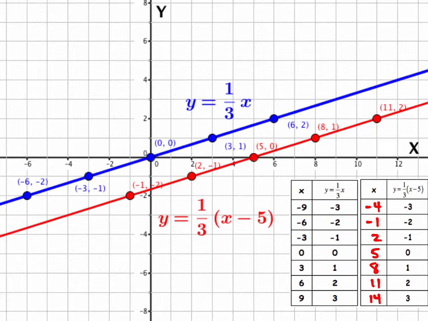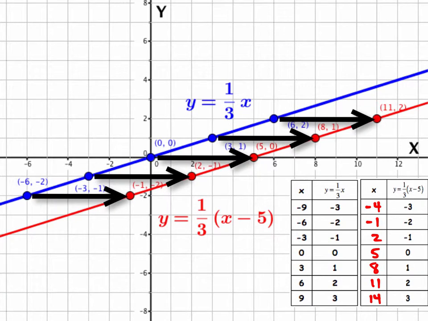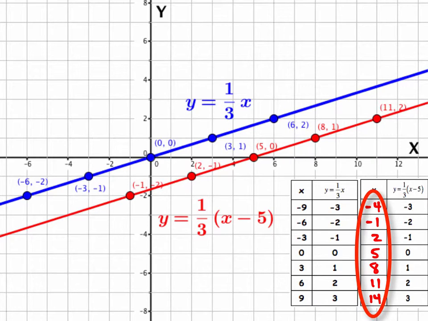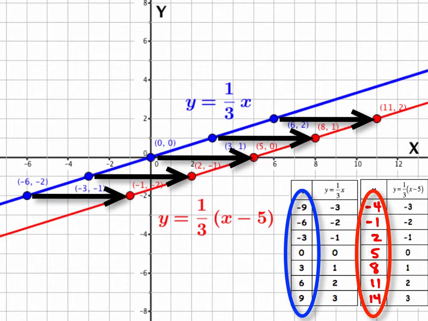Alright, it appears to me that replacing the x with an x minus 5 in our equation gave the exact same graph but shifted to the right by 5 units. And if we look at the table of values, in order to get the exact same y value, all of our x values for our equation in red had to be exactly 5 larger than the x values were for the equation in blue. That had the effect of taking every single one of these ordered pairs and moving them to the right 5 units.